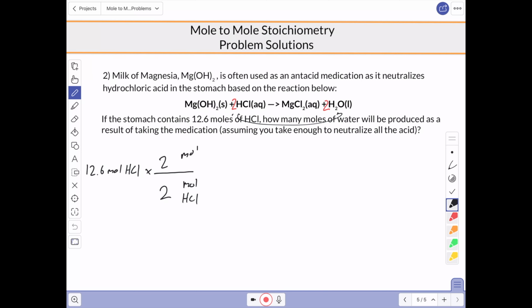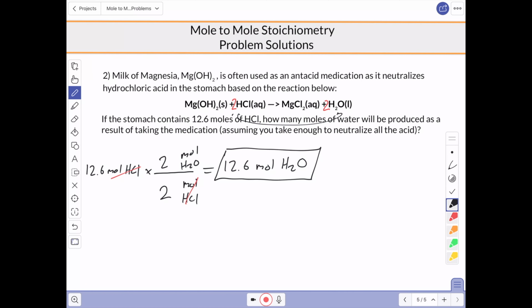Now, you should well know that 2 divided by 2 is the same as 1 over 1. So you could just as well put 1 divided by 1, but you're going to get the same answer either way, right? So our moles of HCl cancel out. And 2 divided by 2 is 1. So we can just as well write 1, and that means we're just multiplying by 1, which gives us 12.6 moles of water. So that's how much water we're going to produce as a result of taking this medication.